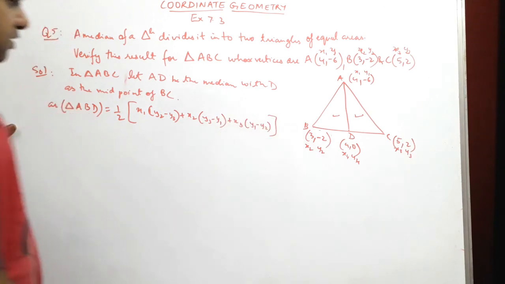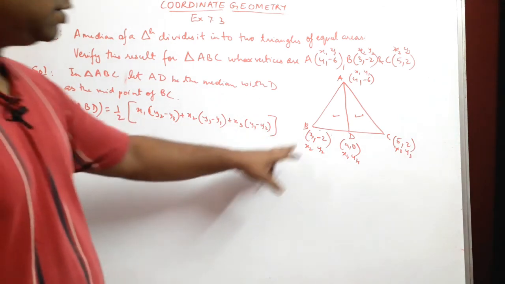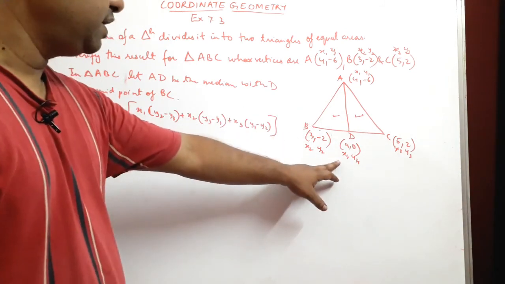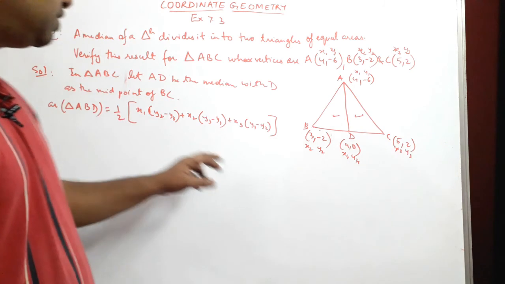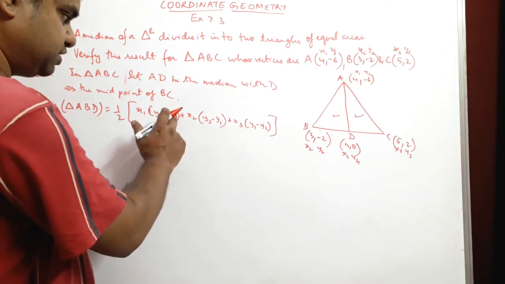Close the bracket. Now 1 and 2 are okay, because we are dealing with A, B, but there is a D involved, and D's coordinates are x4, y4. So there is no 3. So wherever there is 3, change it to 4.